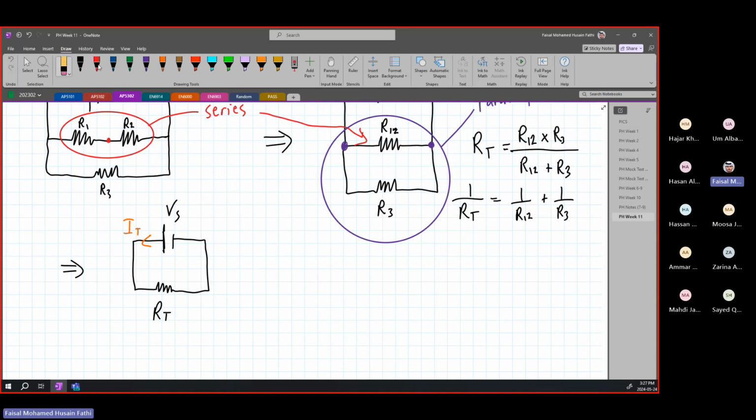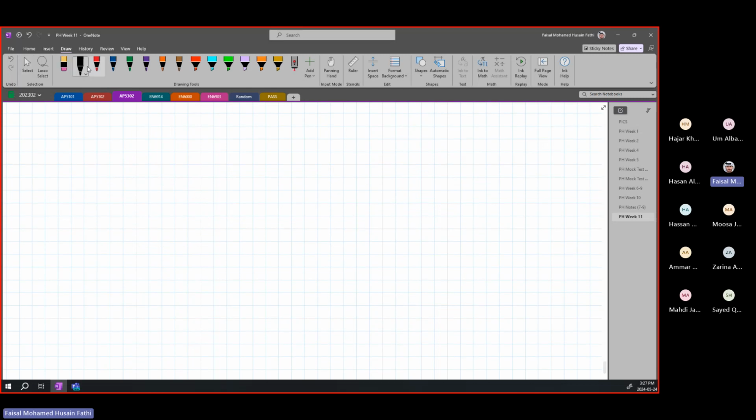So now we can use R total to find our current. So I total is going to be equal to Vs over R total. All right, this is what you're going to have to do to find your total current that is flowing through the circuit. Okay? Now let's look at another example. Let's say that we have it in this way. Say the battery is here. Actually, let's do it this way.